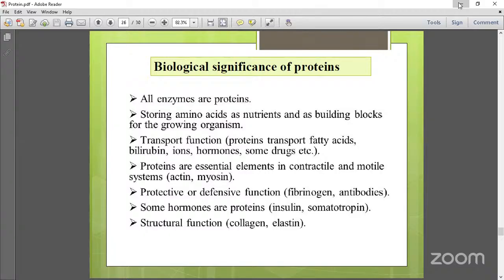Hello? So the next topic is the digestion. Why? Because we already discussed the biochemistry of the proteins and carbohydrates. Here we can see the transamination and deamination.